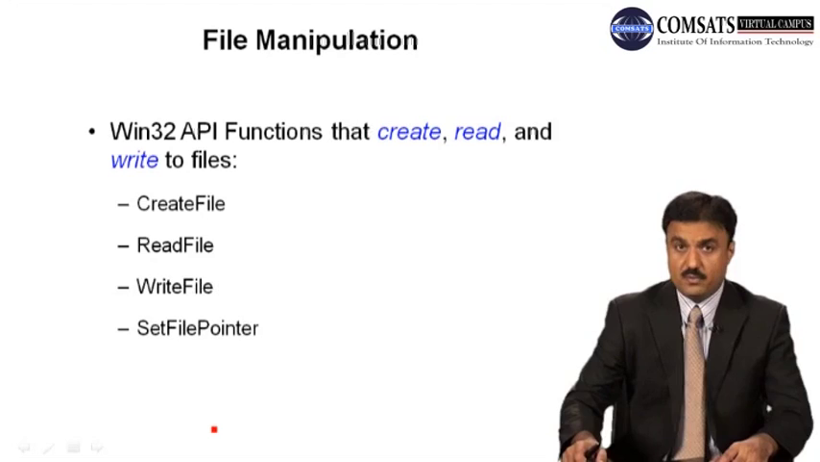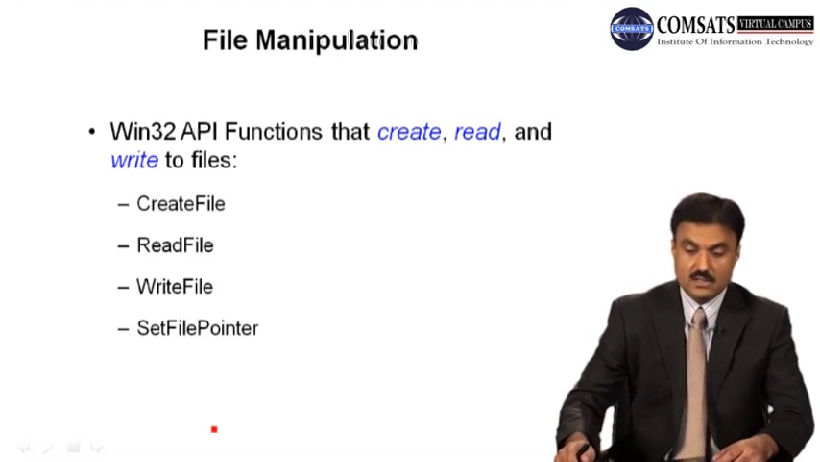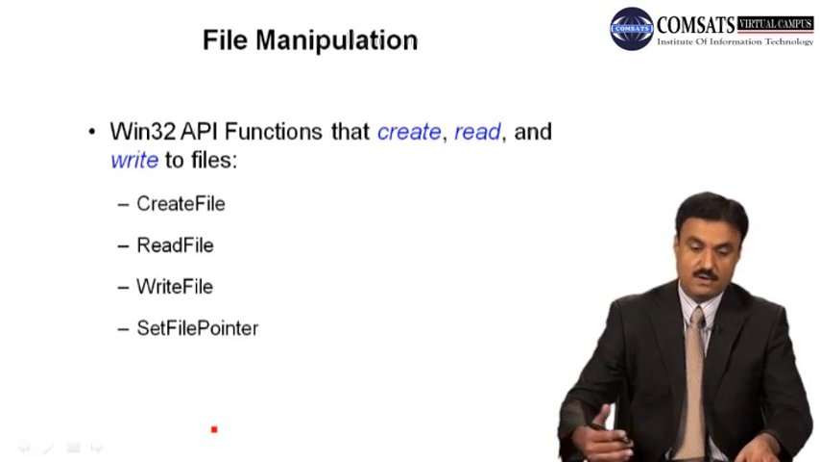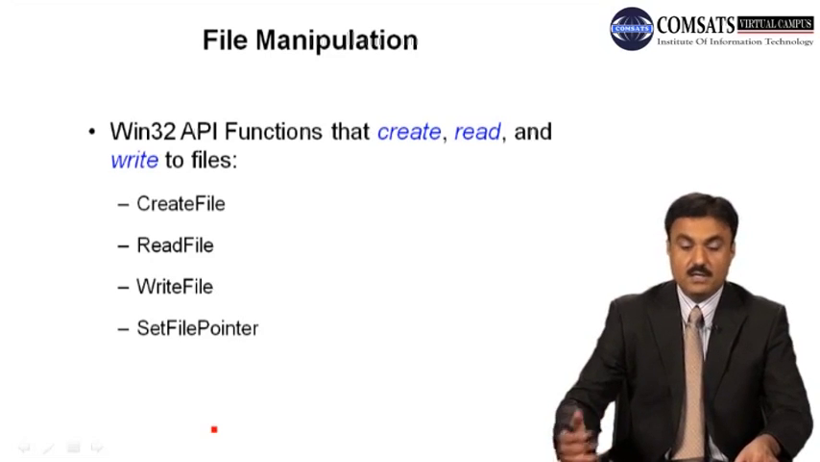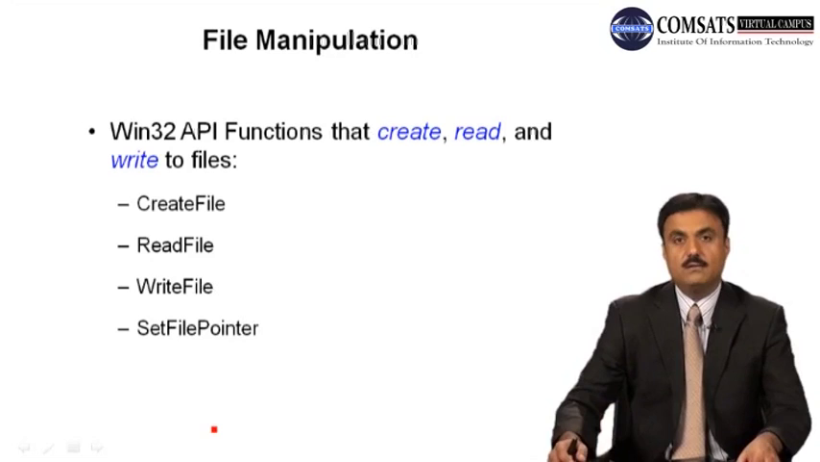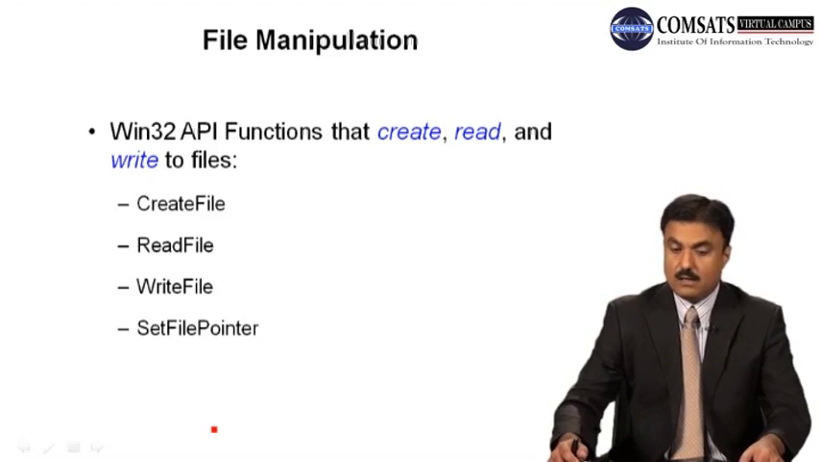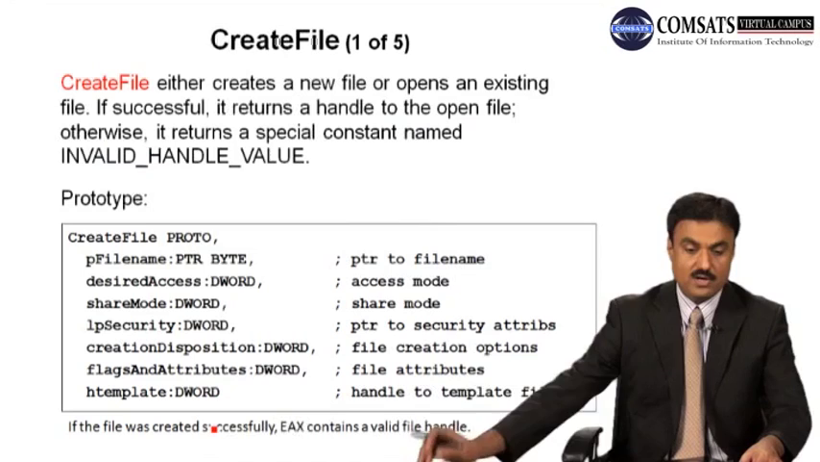Now, file manipulation. In file manipulation there are different functions in the Windows 32 API that are used to create, read and write files. Even though you can close a file, you can open a file and so on, here we will see a few of them, and the rest is very easy, so you can easily cover it from your reference book. Create file, read file, write file and set file pointer.